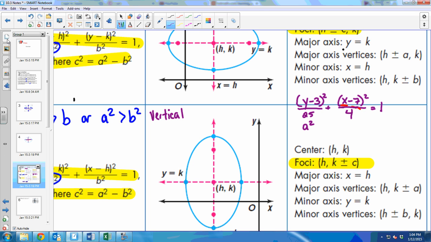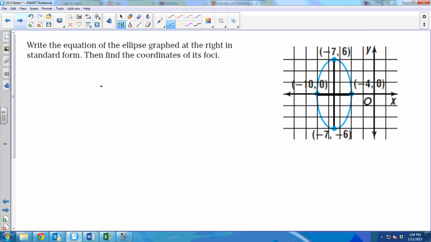It should be the first example on your note sheet. All right. Write the equation of the ellipse graphed to the right in standard form, and then find the coordinates of the foci. So that's afterwards. I'm just going to go back for a second. First of all, is this vertical or horizontal in orientation?